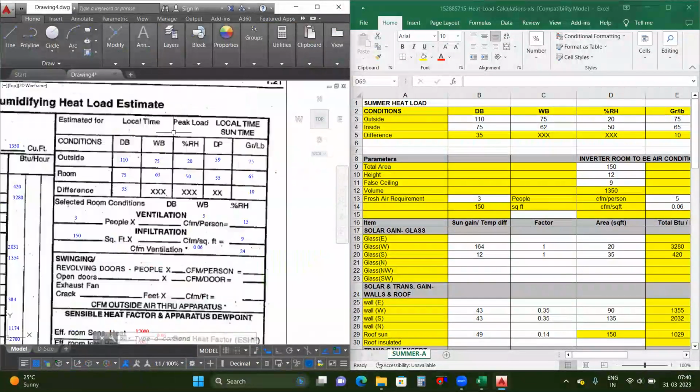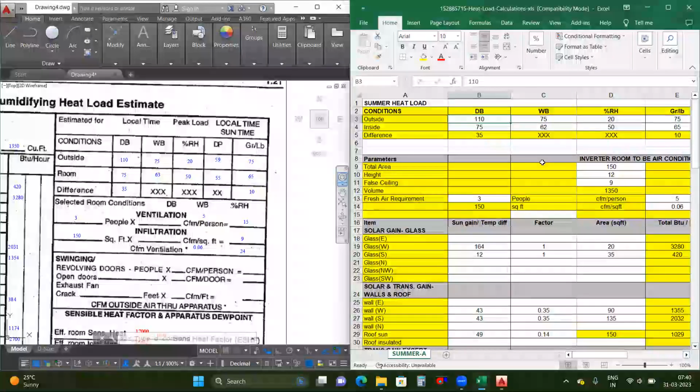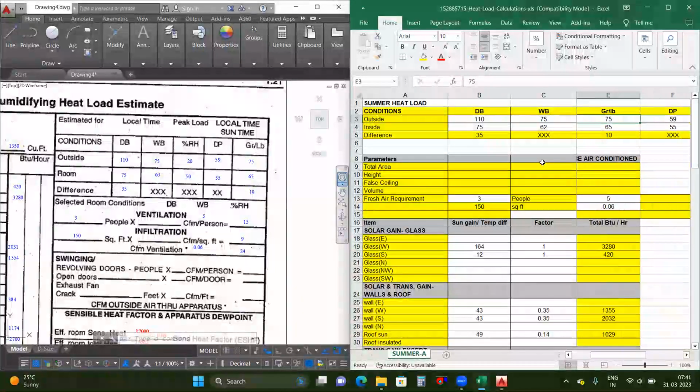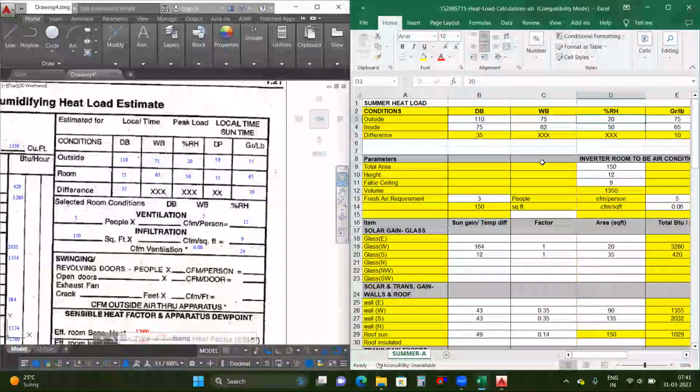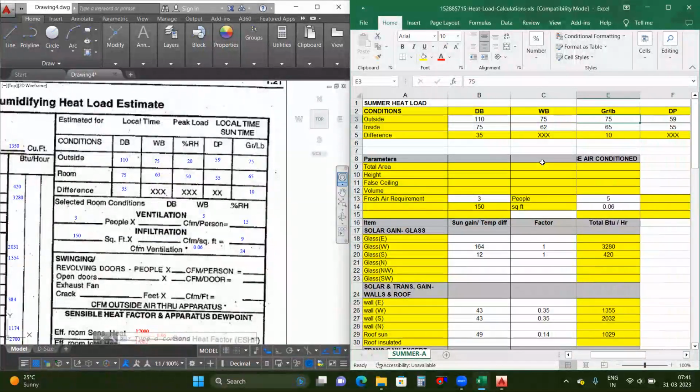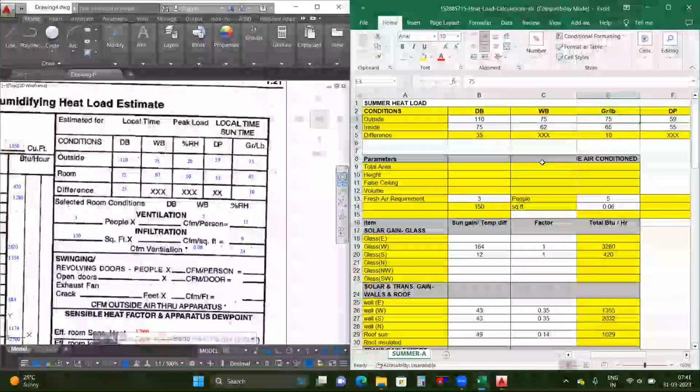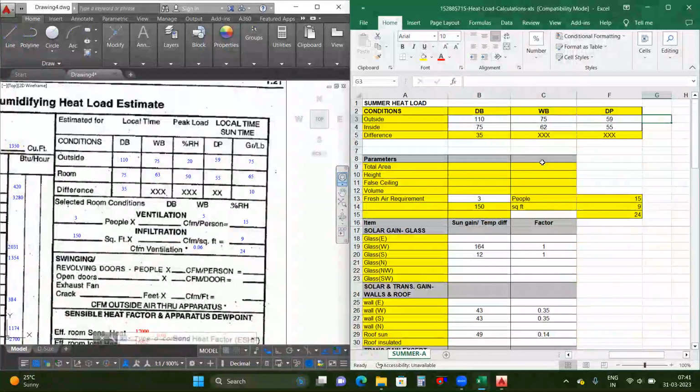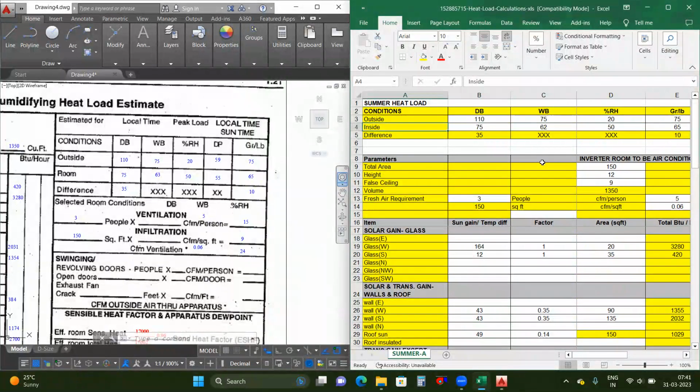Okay, so first, what are the outside conditions? That is 110 degrees dry bulb, it's already there, and 75 wet bulb, 20% RH, humidity ratio 75, and dew point temperature is 59. It was already entered, so I am leaving it the same.